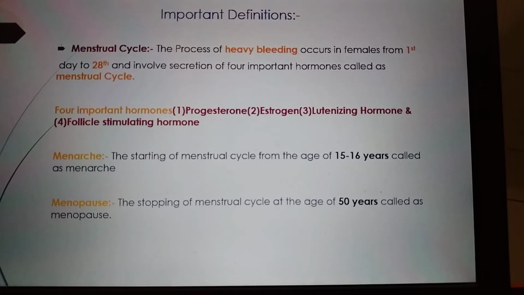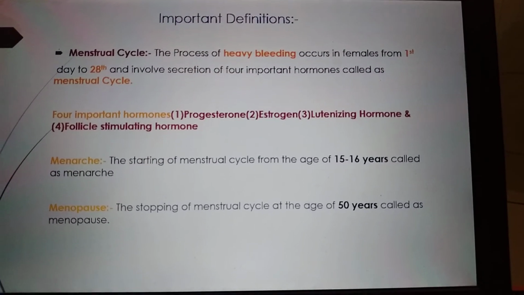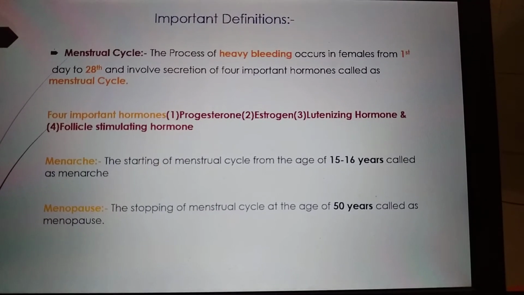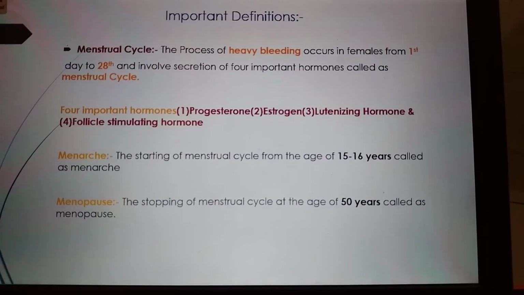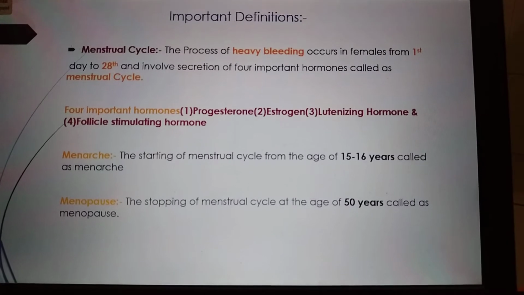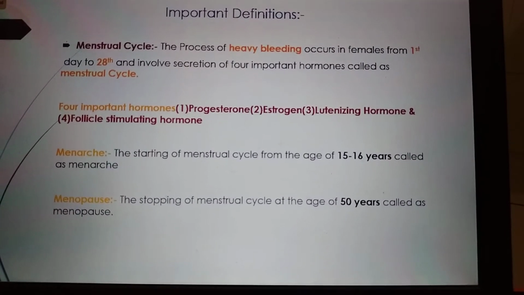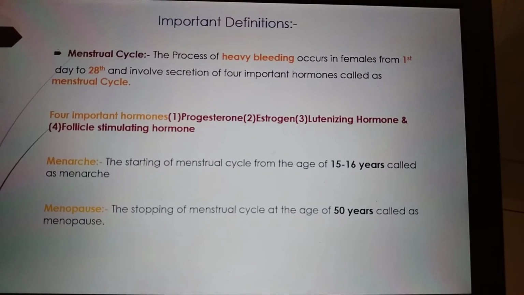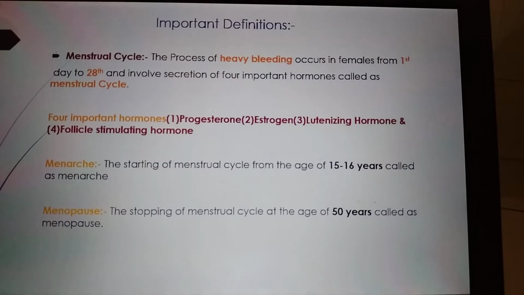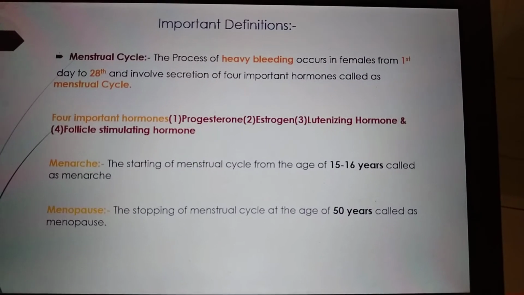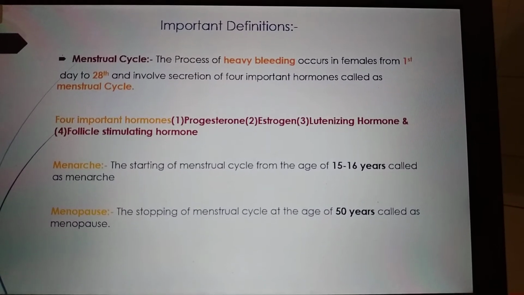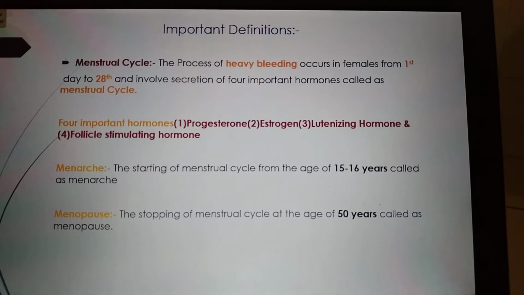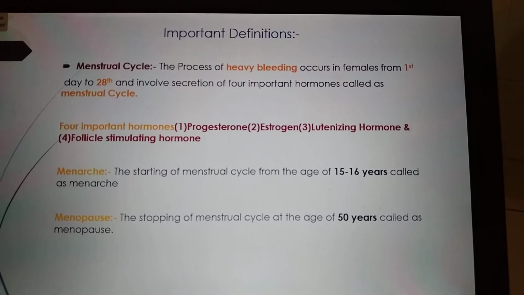Then menstrual cycle. What do you mean by menstrual cycle? The process of heavy bleeding. It generally occurs in the female from the first day to the 28th day and involves the secretion of 4 important hormones. What are the 4 important hormones? They are progesterone, which is also called the pregnancy hormone, estrogen, luteinizing hormone, whose short form is LH, and FSH, the follicle stimulating hormone.